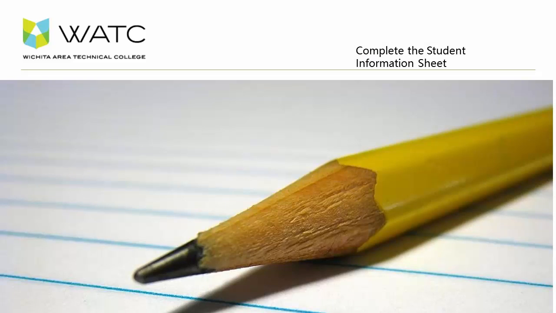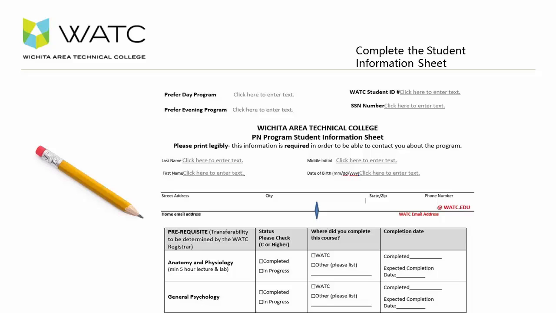In your packet, you will find the student information sheet. Please bring that out so we can complete it together. We have provided a fillable form for those taking this course online. The first area I would like you to complete is your WATC Student ID, your Social Security number, and your date of birth. This is on the right-hand upper corner of the form.